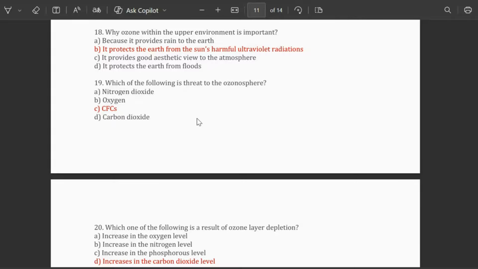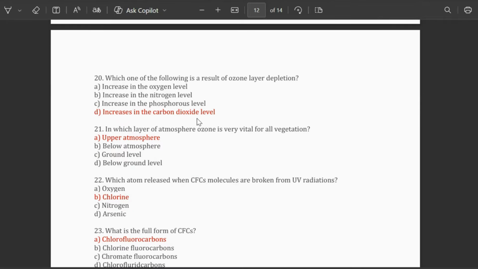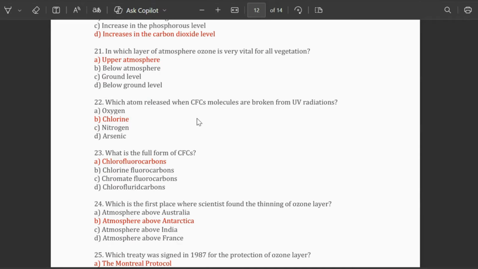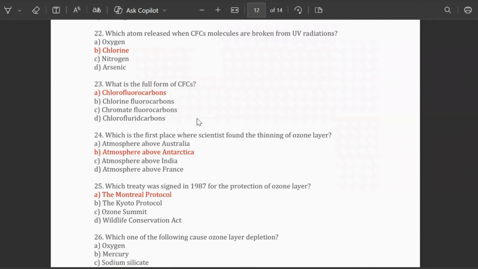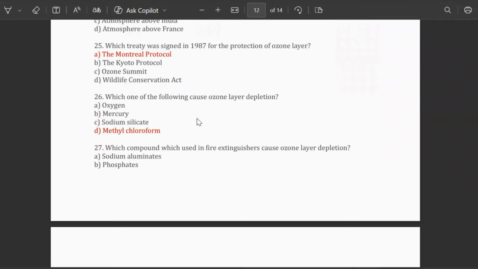Which of the following is a threat to the ozone sphere? CFCs. Increase in the carbon dioxide level results in ozone layer depletion. The upper atmosphere is a layer whose ozone is very vital for all the vegetation. Chlorine atoms released from the CFC molecules are broken by UV radiation. The full form of CFC is chlorofluorocarbon. The first place where scientists found the thinning of the ozone layer is above Antarctica. The treaty signed in 1987 for the protection of the ozone layer is the Montreal Protocol.